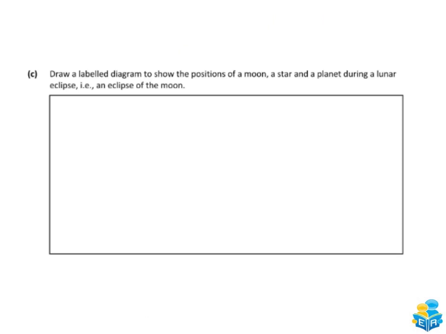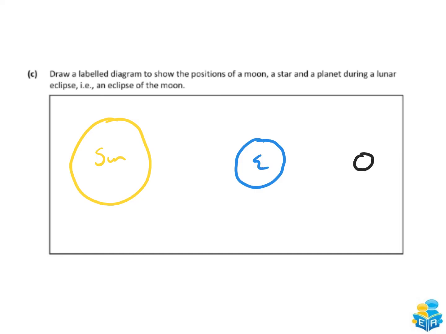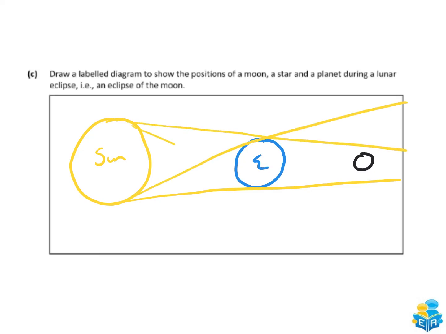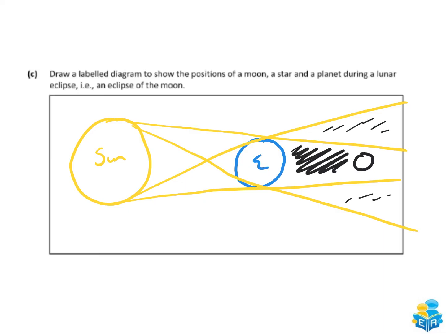Draw a labelled diagram to show the positions of the sun, moon, and Earth during a lunar eclipse, so an eclipse of the moon. This was one we saw earlier on. So there's your sun. We have our Earth. Our moon is going to be over here. It doesn't matter where the sunlight is trying to come from, it's going to be blocked off by the Earth. Okay, we'll have our umbra region in here. We'll have our penumbra region in here.